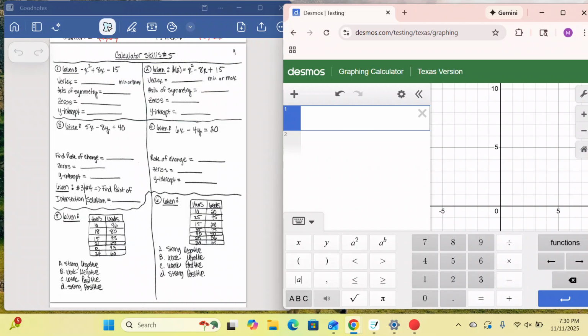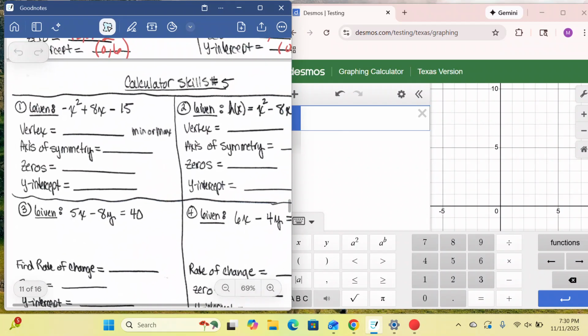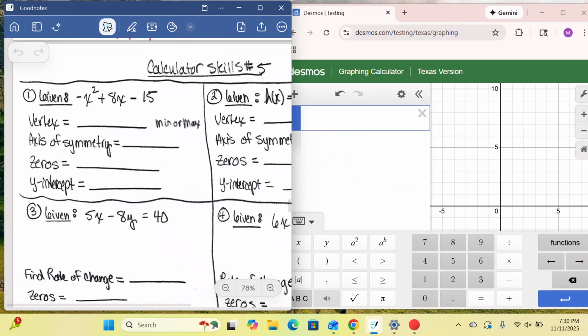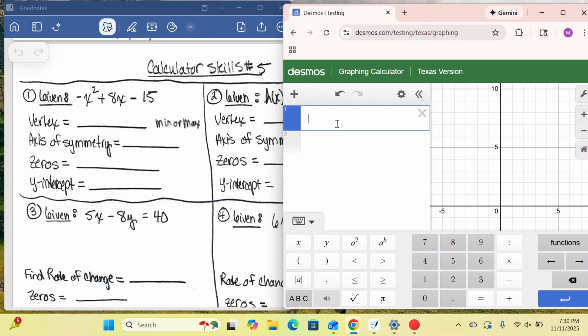So we'll start off with number 1. Given this quadratic, you're going to have a value of negative x squared plus 8x minus 15. Find the vertex. Figure out if it has a minimum or maximum. Find the axis of symmetry. Find the zeros and find the y-intercept. So what I'm going to do is input this quadratic into Desmos, and again, let Desmos do the work.